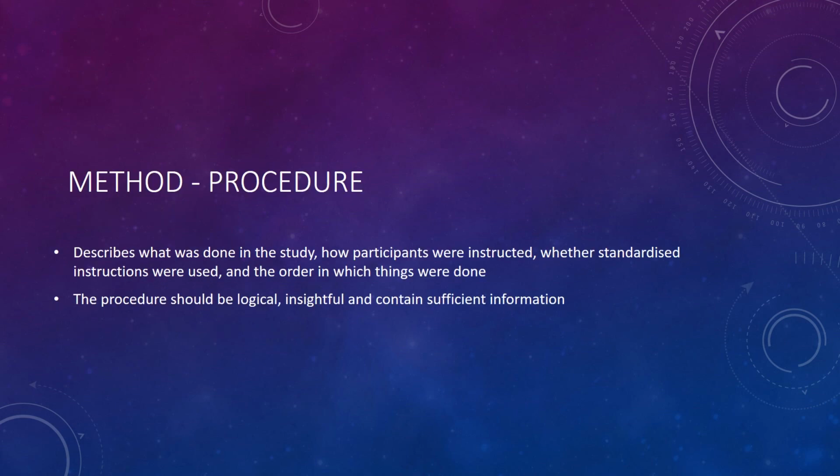So then the procedure: how was the actual study carried out? The procedure is like the instructions for perhaps baking a cake or making something from Lego. It describes exactly what was done in the study, how participants were instructed, whether standardized instructions were used, for instance a script and debrief form, and the order in which things were done. So this procedure needs to be logical, insightful, and contain sufficient information for the reader to follow, and again to replicate if that was the intention.